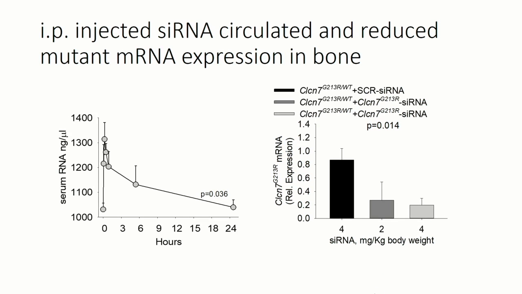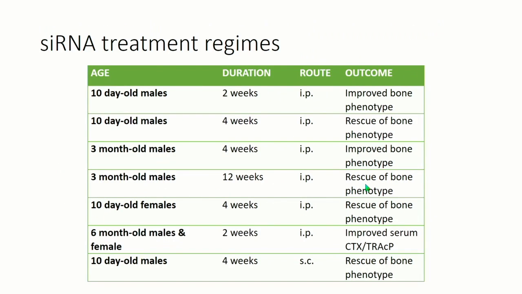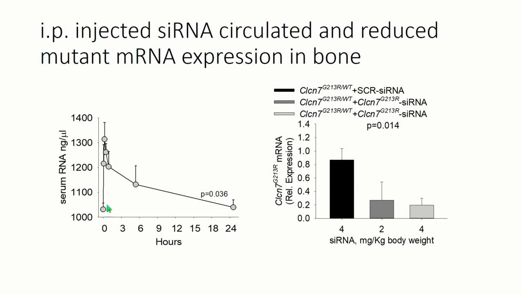Then we went in vivo, and through intraperitoneal injection, we were able to see that there is a very fast increase of circulating RNA in the mice that were injected with our siRNA. And a pilot experiment was done to identify the best posology. And you see here that 4 milligrams per body weight of our siRNA was able to reduce the expression of the mutant gene, persisting for 48 hours.